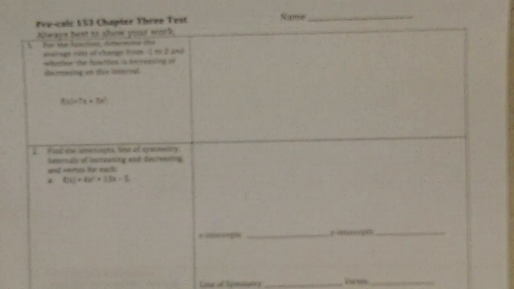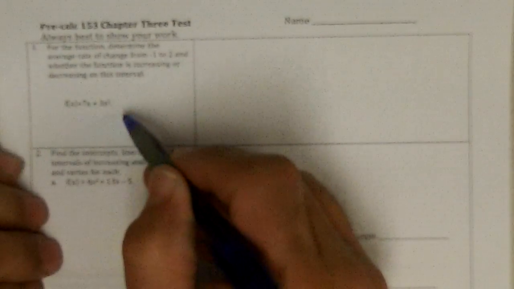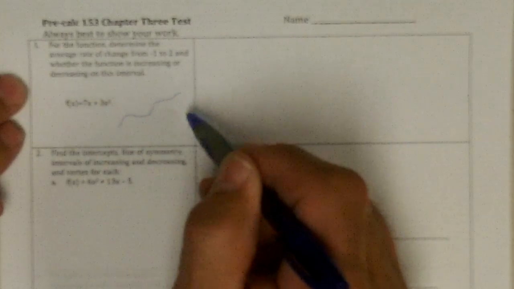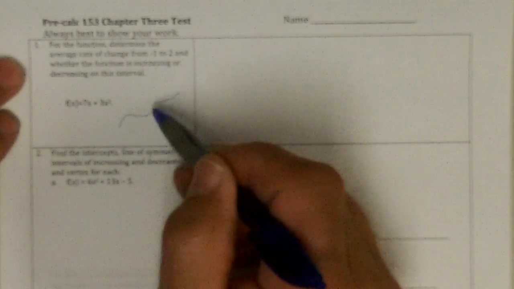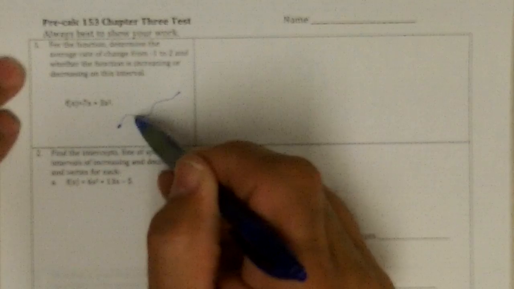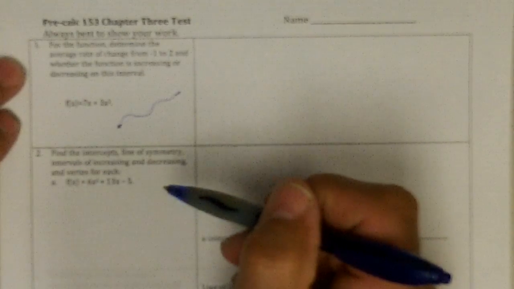All right, let's do the chapter 3 test. This was our first problem. It said find the average rate of change from minus 1 to 2 for this function. Now, if a function is changing, whatever it's doing, its average rate of change is how you would get from the beginning to the end doing a constant, even change, which basically says, what's the slope?